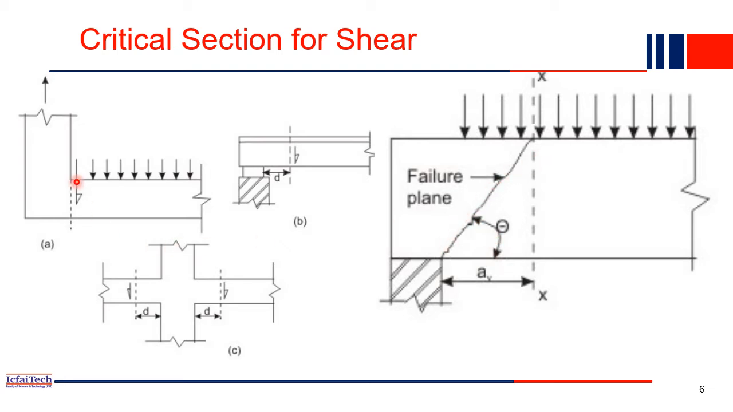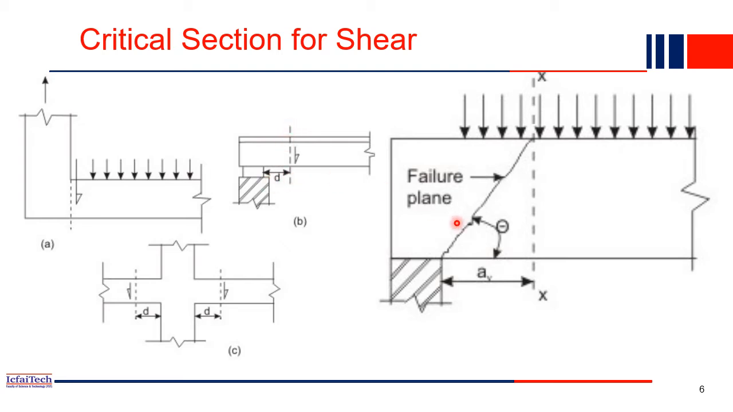Now, if you consider this is a column and this is a beam, and because of the application of load, there is a tension force in the column, then the critical section for shear is just this dotted line. But if it is a compression force in the column, acting downward, then we have to take a distance of d. This will be the critical section. Critical section means where failure will most likely happen.